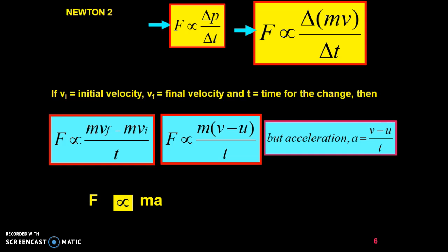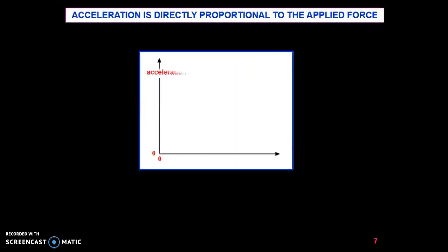and you end up with force is proportional to mass times acceleration. And it's worthwhile remembering that this proportion sign can be replaced with an equal sign and a k value, or a constant. And in this instance, our k value is always 1. And so we rewrite it as F equals ma.